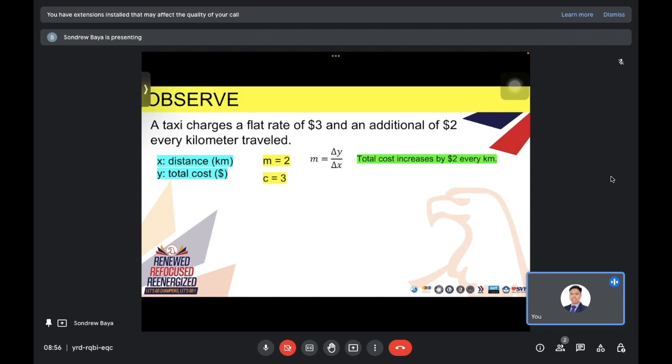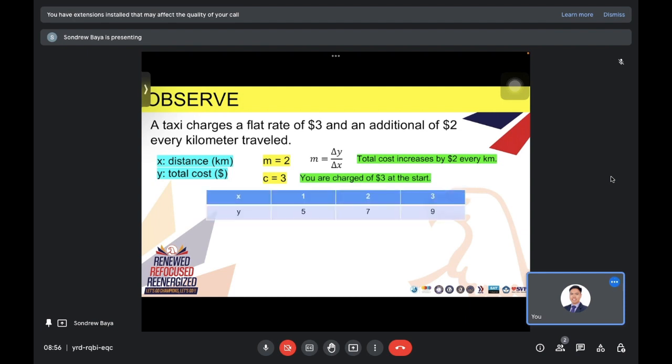Also, we can find that at the beginning, the taxi charges you $3. So this would become our y-intercept, which is represented by c. This means that you are charged $3 at the start. So if we try to come up with a table from this, we can see that after 1 kilometer, the total cost is already $5. After 2 kilometers, the total cost is 7, and so on and so forth.